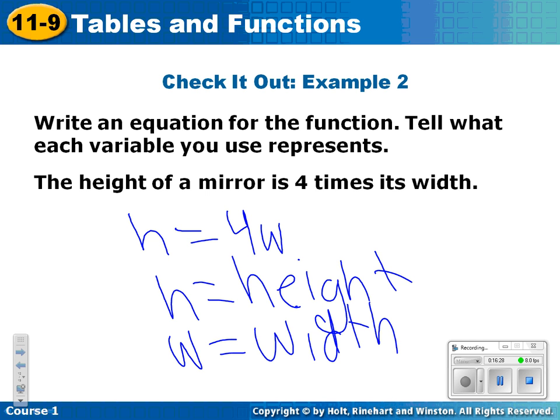It's making me nervous. Very good. Remember, you need to have both parts of the problem. You have to answer the whole question, not just part of it. Because it says, tell what each variable you use represents. Very good. H equals 4W. Now, again, for every value of W, there's a corresponding value to H. What if W was 5? What's H?